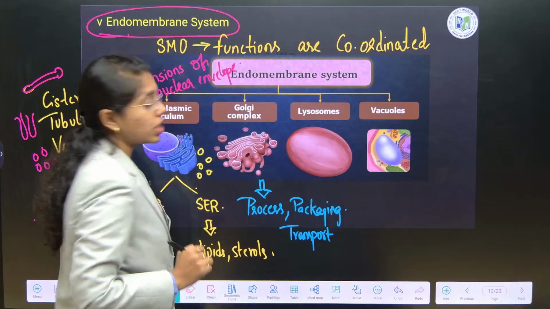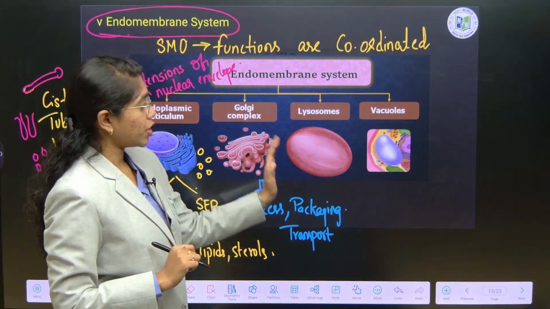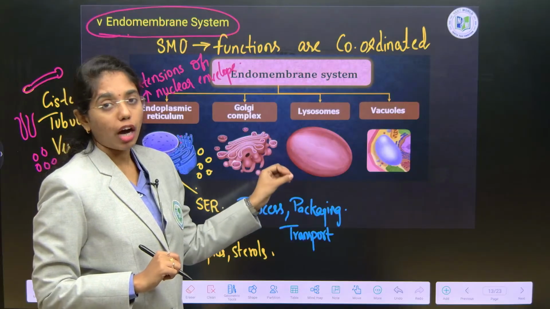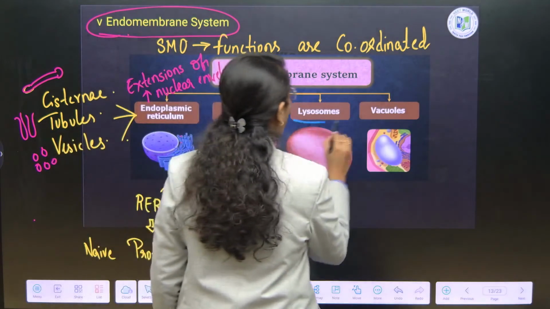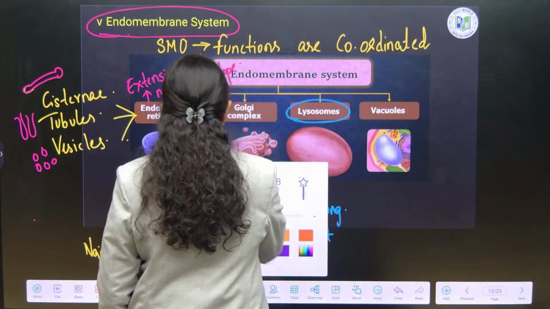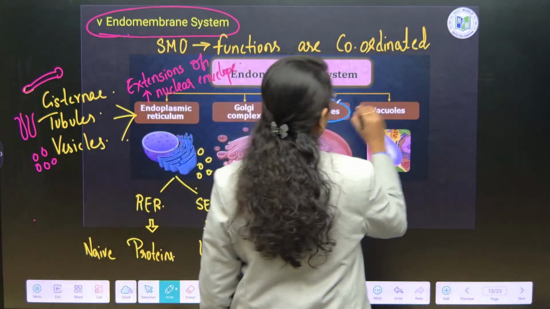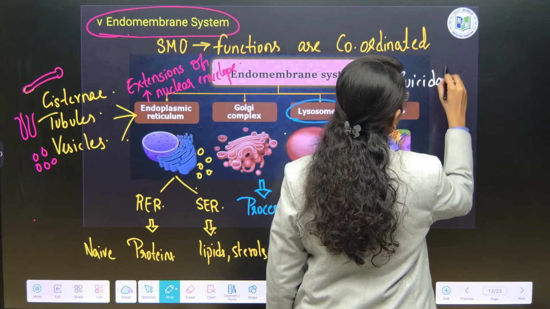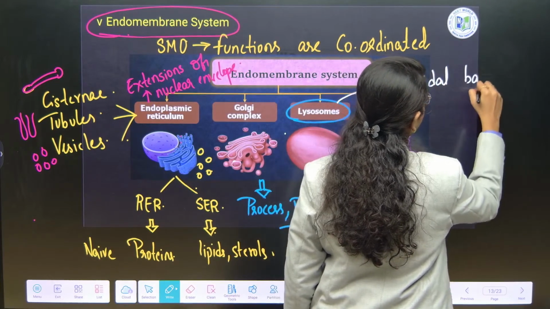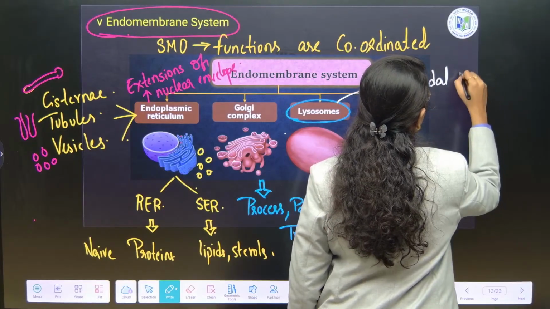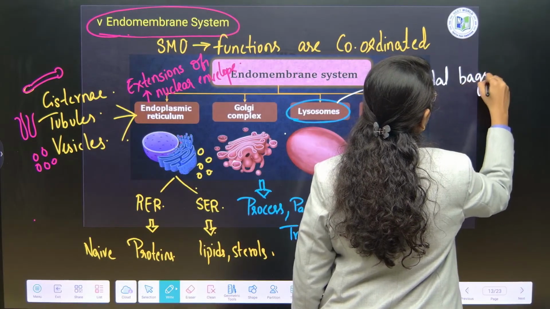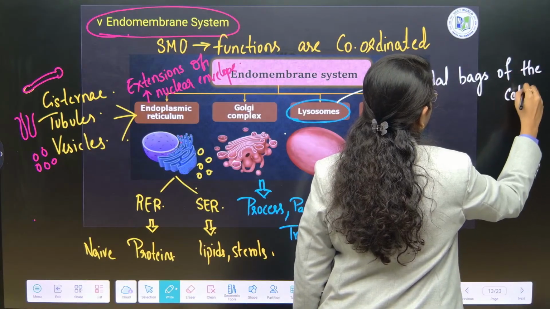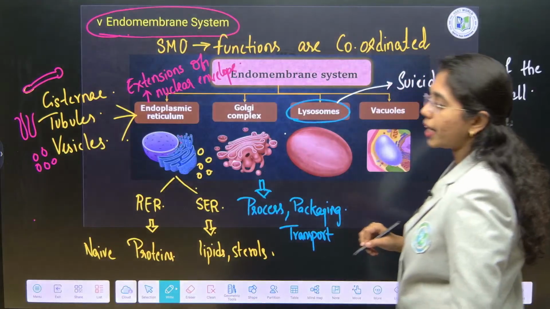This occurs inside the Golgi bodies. Now, from the mature phase or trans phase, lysosomes will be secreted out, and these lysosomes are popularly addressed as what? Suicidal bags of the cell. Okay, lysosomes are suicidal bags of the cell.